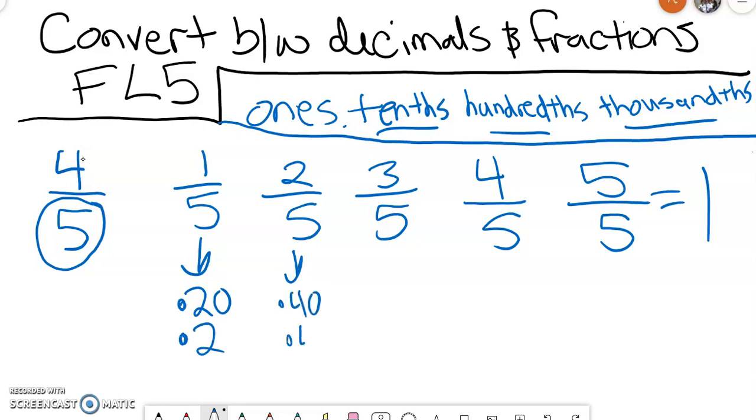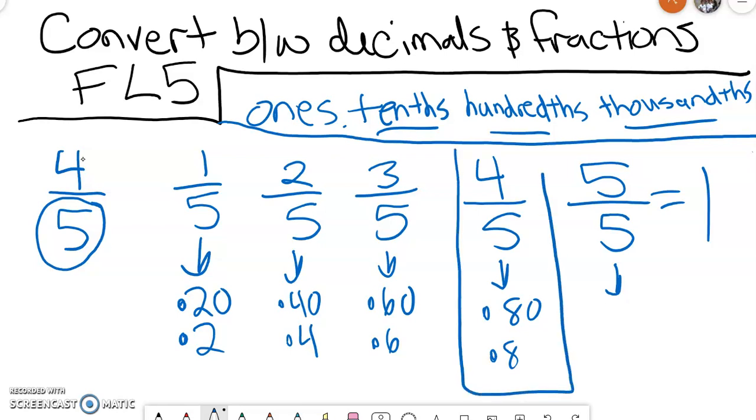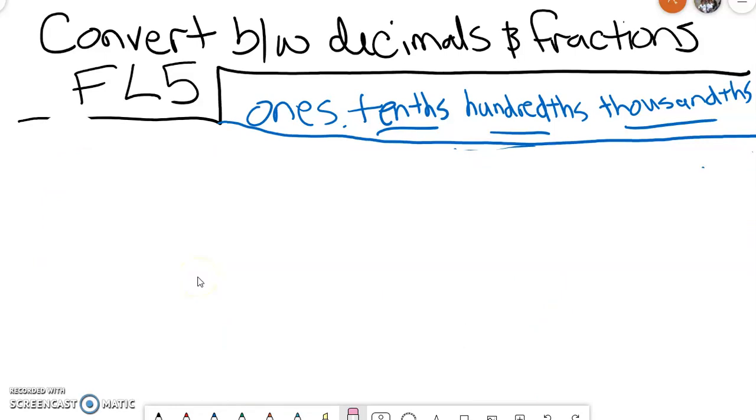40 hundredths, 4/10. 60 hundredths, 6/10. 80 hundredths, 8/10. And as we've already described, 1 whole here. 20, 40, 60, 80, 100. Okay, so the question is 4/5. If I already memorized that, I would already have written this down, clicked on it, and be done with that question. Next one.